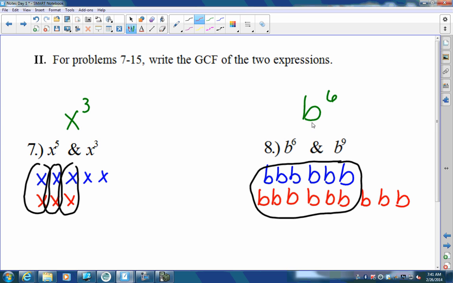Now, what you guys need to understand, this right here, whether it's a B, an X, or whatever, that is called the base. This number up here is the exponent. Okay, so when I talk about the base, I talk about the B or the X, whatever the big number is. That's called the base.